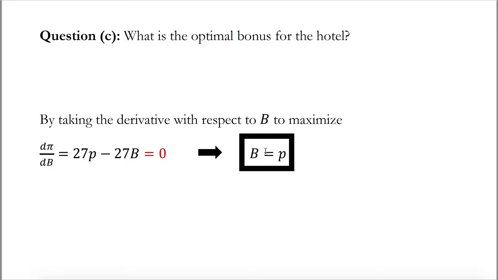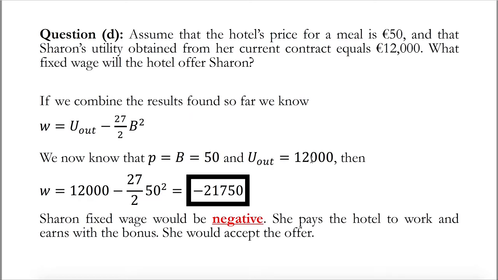And then what you obtain is that the bonus that the hotel should pay to Sharon in order to maximize the profit function is going to be P. So B is equal to P in this case. So now we have all the information. We have the optimal level of Sharon's effort, we have the fixed wage that the hotel should pay her, and we have also the optimal level of bonus in order to maximize profit. Now we can go to question D.